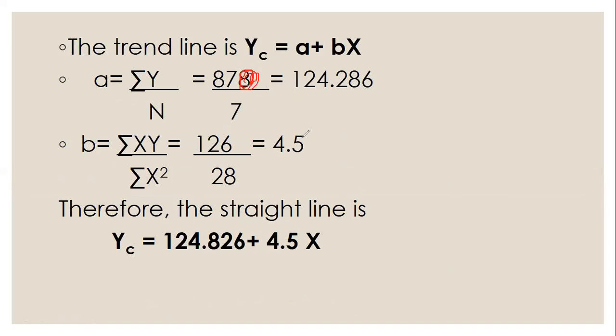870 by 7 will give you 124.286. And then for b, it is sigma xy by sigma x square. So 126 is your sigma xy.